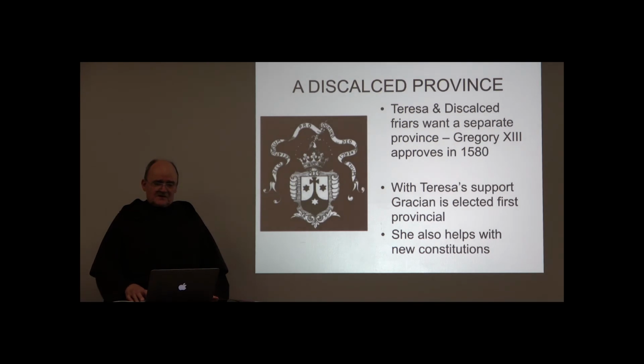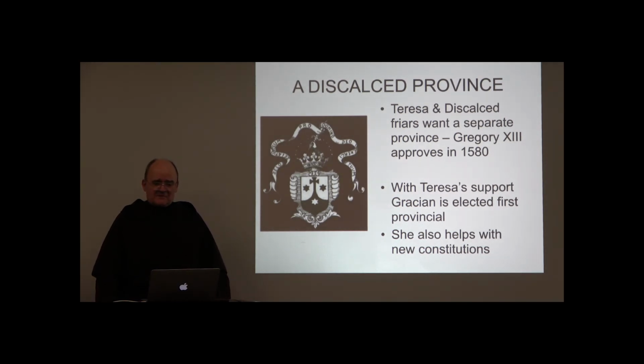So Teresa and the Discalced friars petition Pope Gregory XIII to allow them to make a separate province. Prior General Caffardo has no objections. He said, this may bring some peace to Spain, and we desperately need it. So in 1580, we now have a Spanish Discalced province for both the men's and the women's communities. Teresa lobbied heavily for Gratian to be elected the first provincial.